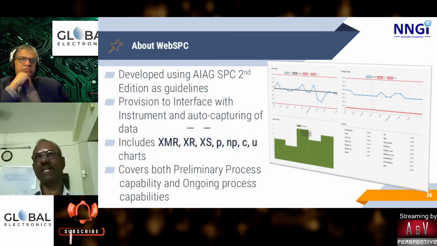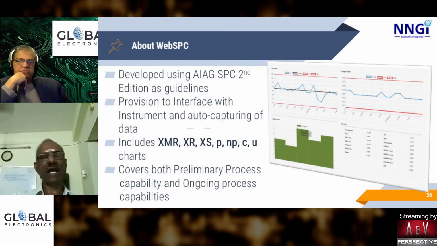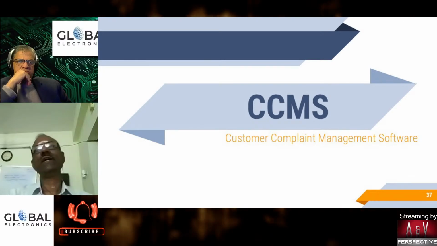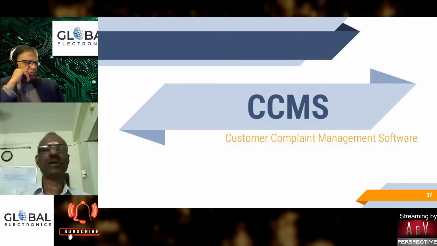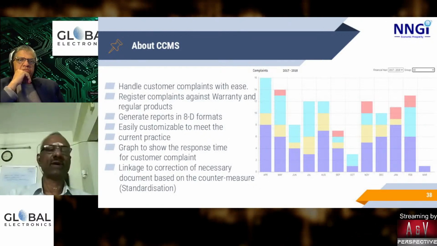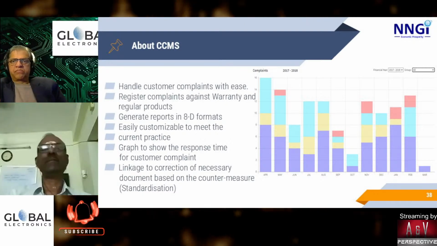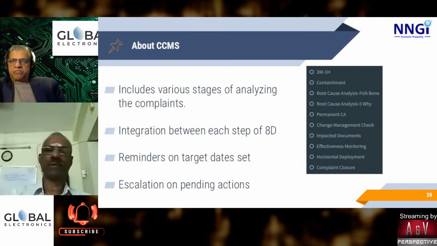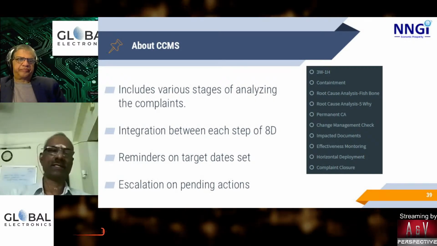This SPC software is also available in the digital quality management system, which is again developed as per the AIAG SPC second edition. And one important unique feature about this SPC is that it has a provision to interface with the instrument, and auto capturing of the data is possible. It includes all the control charts: XBAR-R, XmR chart, XBAR-S chart, and all the attribute control charts also, P, NP, C, U charts. And it covers both the preliminary as well as ongoing process capability study. All the control charts can be maintained on an online basis.